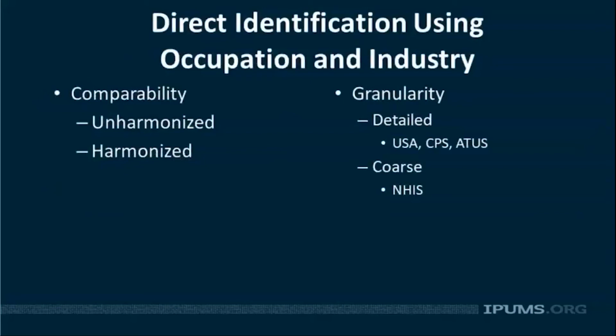If you're coming to IPUMS to study the health workforce, there are a couple of things that will be helpful to know as you begin browsing the variables available in the various data collections. We will talk about 2 specific dimensions in turn, comparability and granularity. Both are related to ways that occupation variables are coded. The first dimension is comparability, where we focus on harmonized versus unharmonized variables. The second dimension is granularity, where we focus on detailed versus coarse coding.